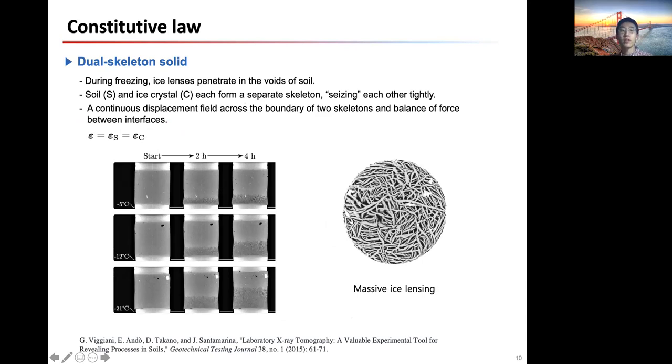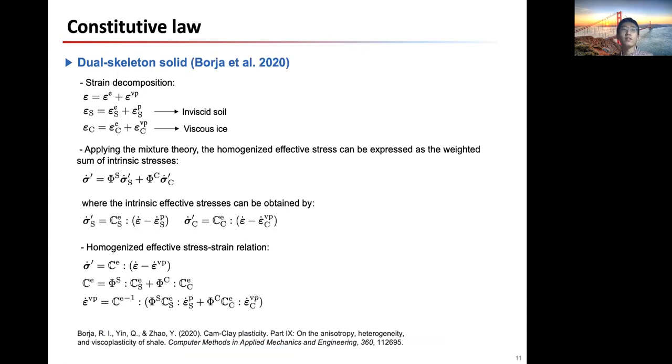So in this assumption, the displacement field across the boundary of the two skeletons is also continuous, and the force balance is also naturally satisfied. So we use this dual skeleton formulation developed by Bohar et al. in 2020. It has the strain decomposition for the soil as just elastic and plastic, but for ice it's elastic and viscoplastic. We have this stress decomposition, intrinsic stress related to elastic strain, and we have these homogenized relations. For details, you can refer to this paper.